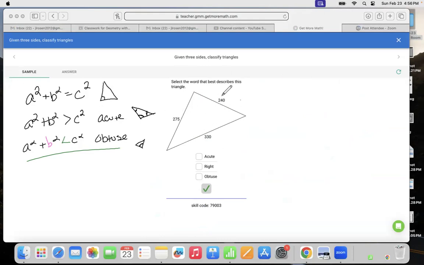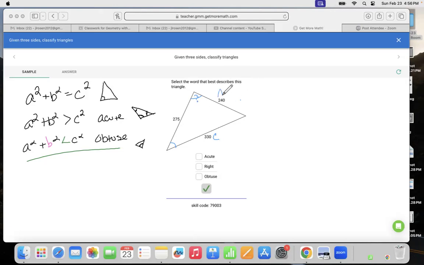So again, our longest side is 330, so that's going to be C. And we just want to know, is it acute or obtuse? So you could look at this and see that one's a little bit tricky. It doesn't give me the box, so it could be a right, but it shouldn't be because it's not there. It might be obtuse, it might be acute. So that one we definitely have to do the math.